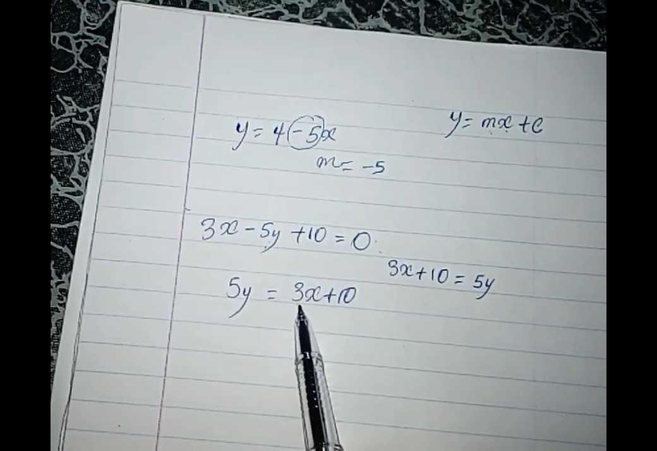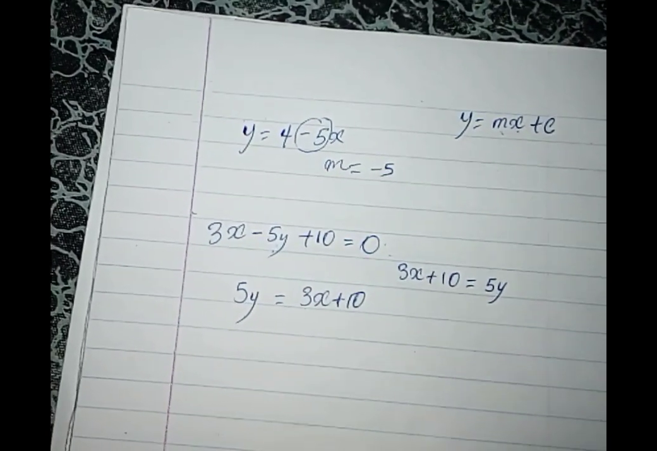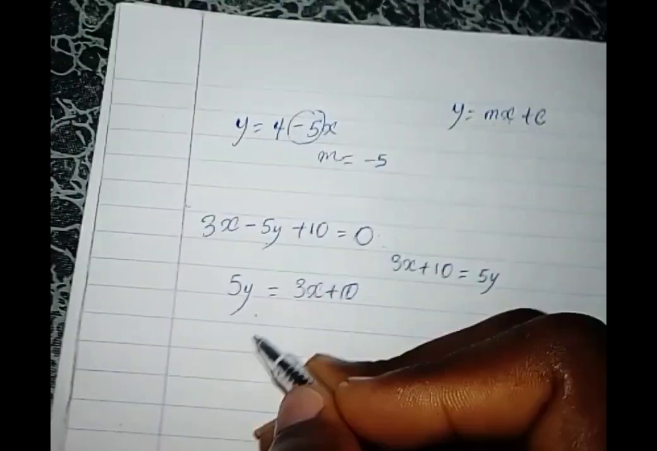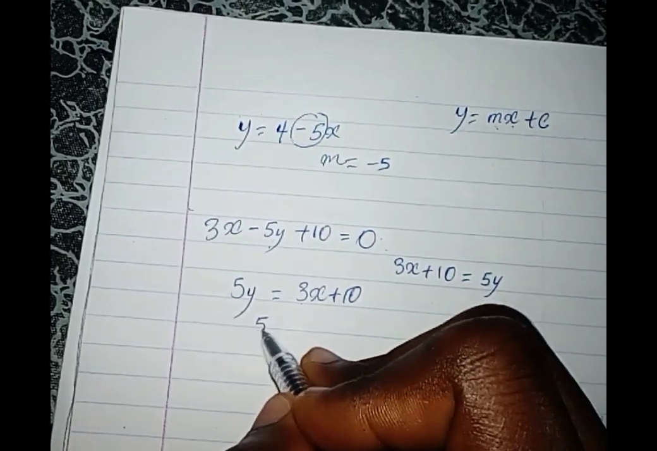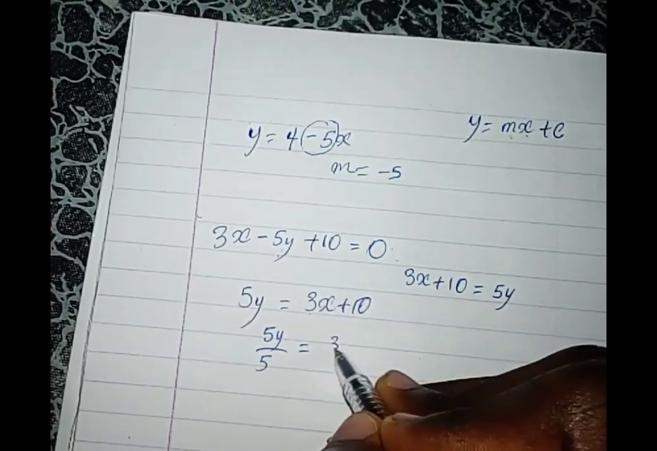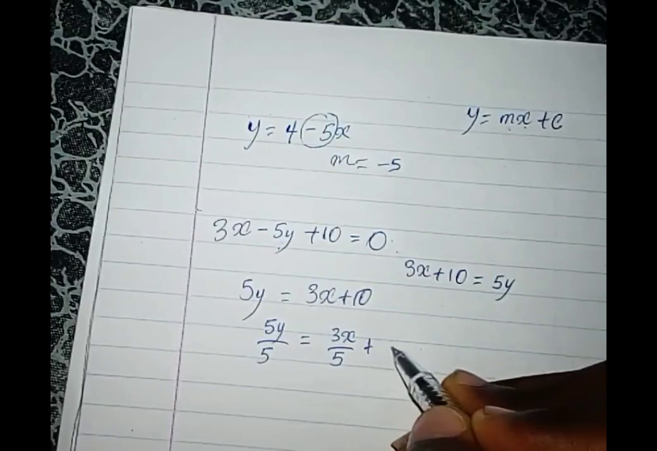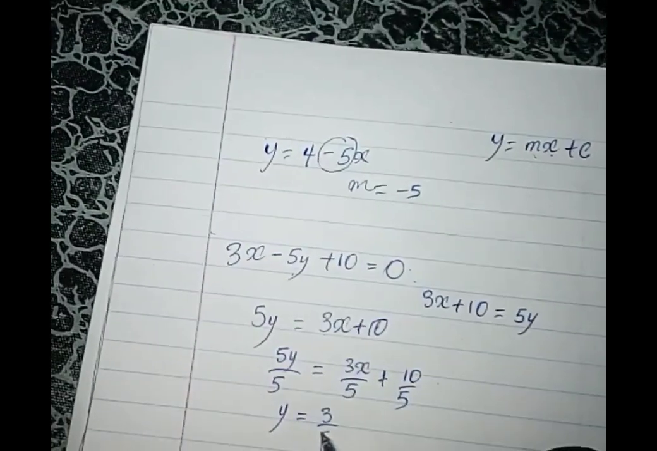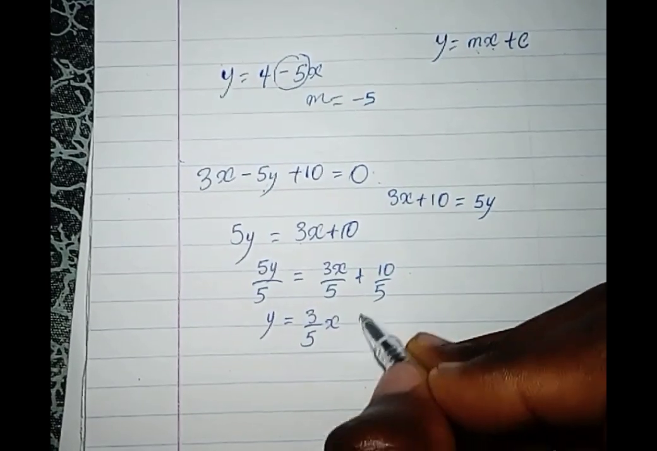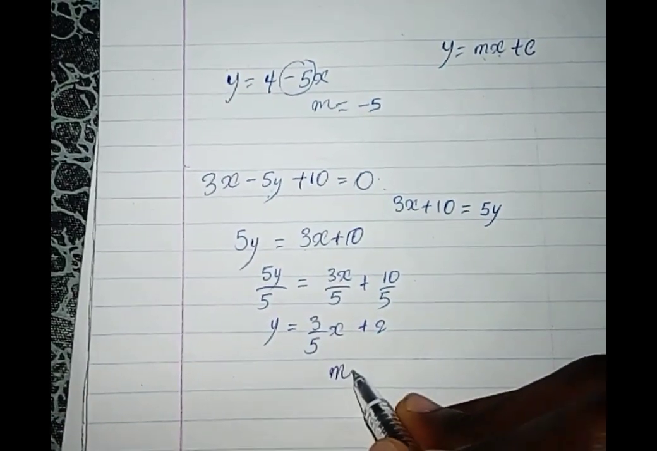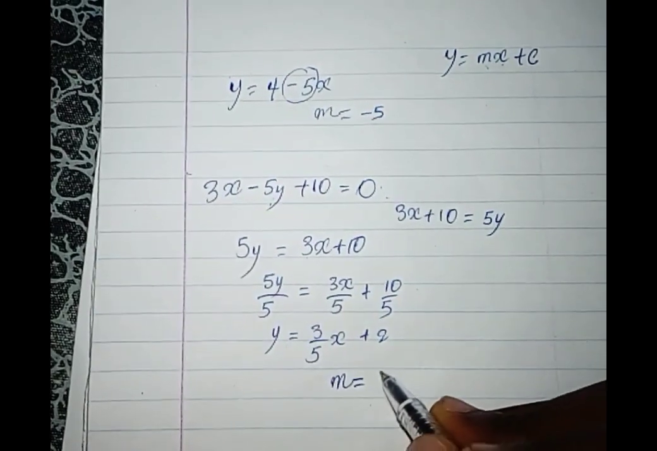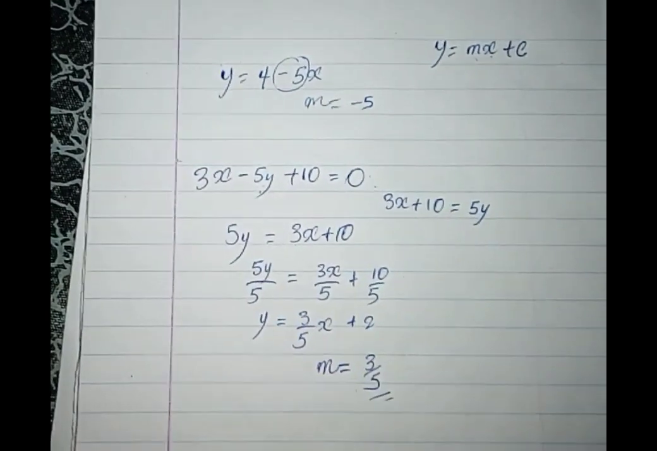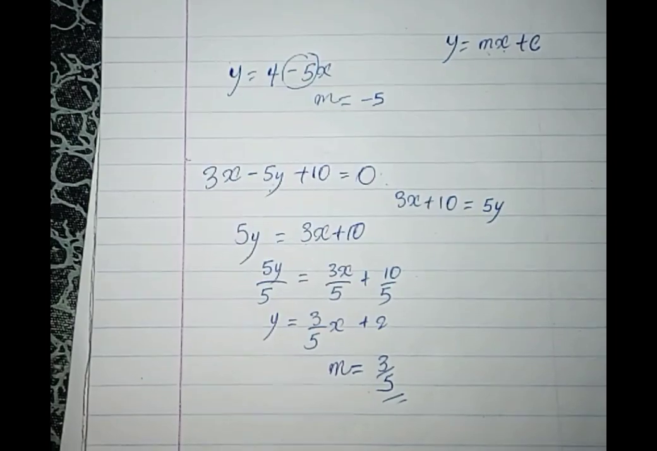So we can't just say that the coefficient of this line is 3, until we divide through by the coefficient of y, which is 5. So dividing through by 5, we say 5y over 5 equals 3x over 5 plus 10 over 5. And this is y equals 3 over 5 x plus 2. So this implies that our m, which is the gradient, is equal to 3 over 5. And this is the gradient of the line 3x minus 5y plus 10 equals 0.